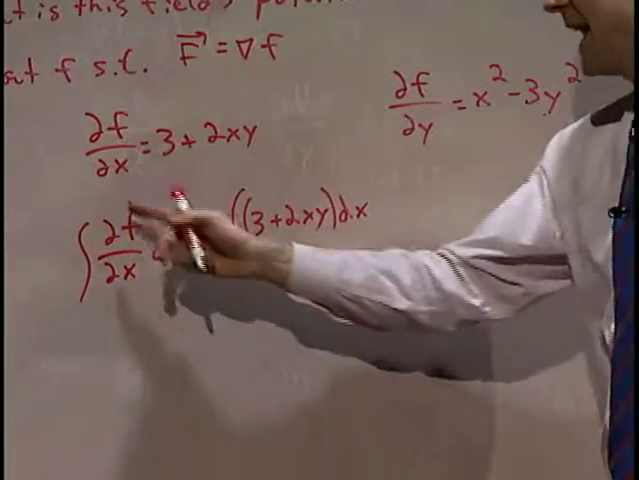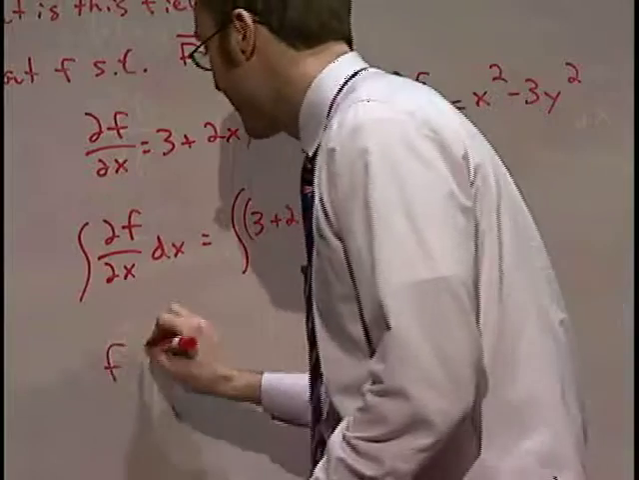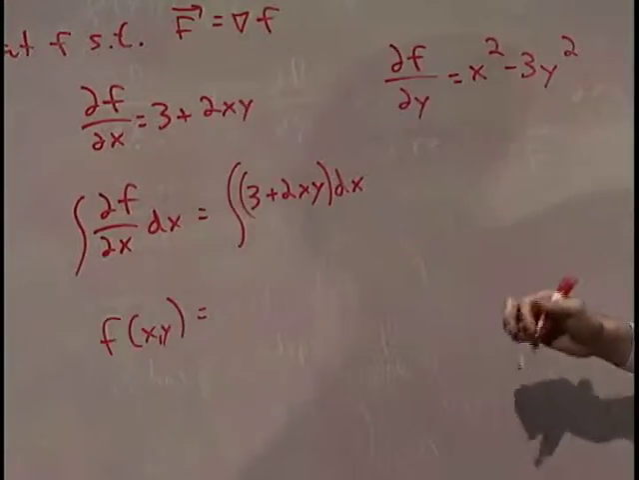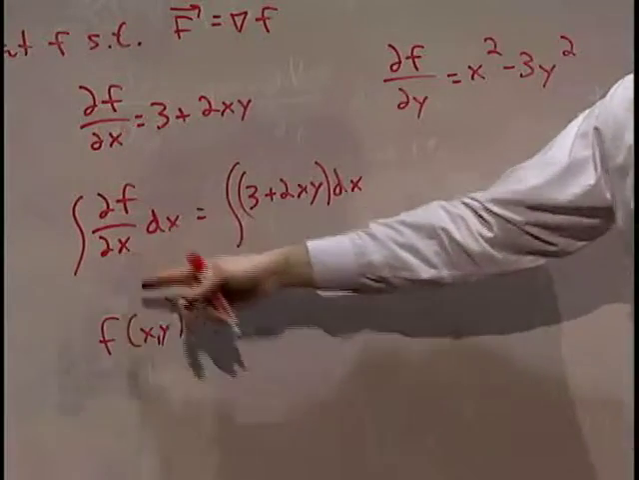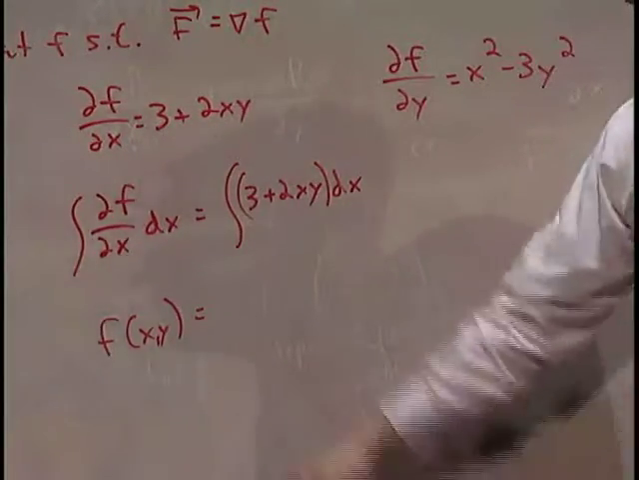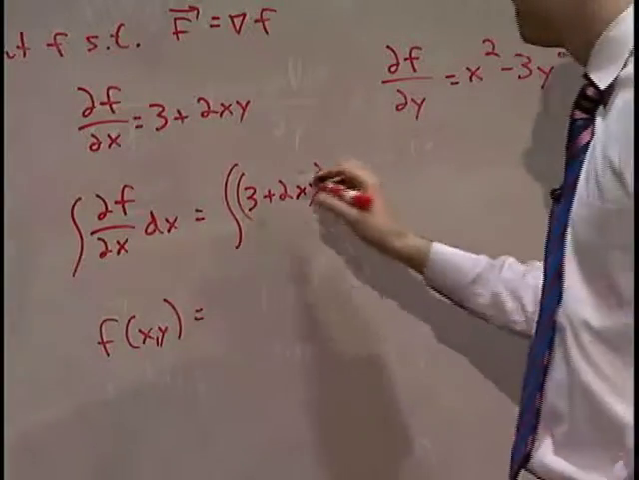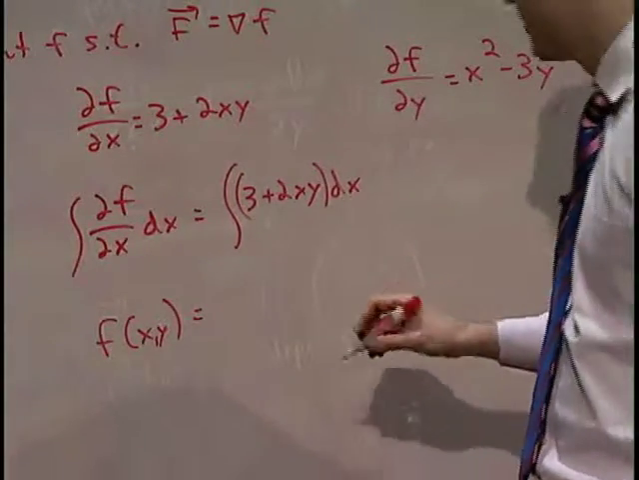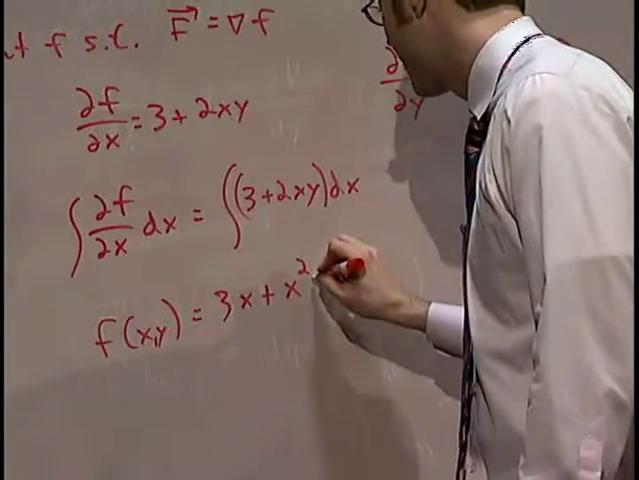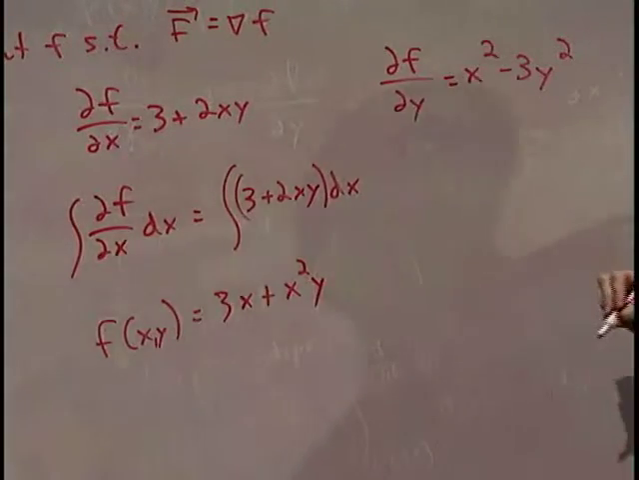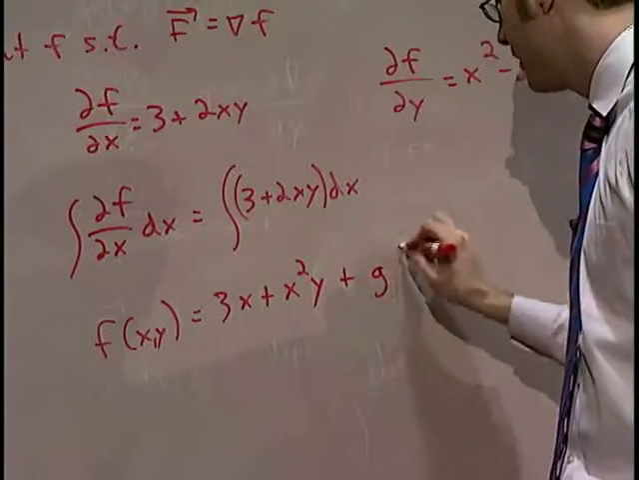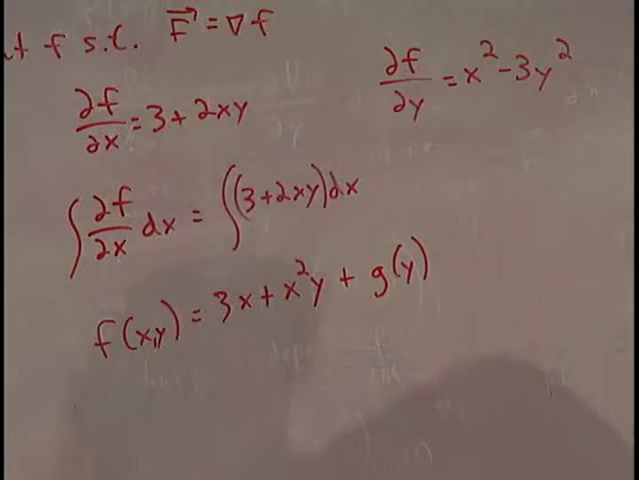Well, these are going to cancel out and give us back the old function again. So we'll have f of x y back, right? So we integrate with respect to x the partial derivative with respect to x, and we get back the original function again. This is f of x y. And this over here is going to be what? 3x plus x squared y. And then there could also be a function over here exclusively of y.